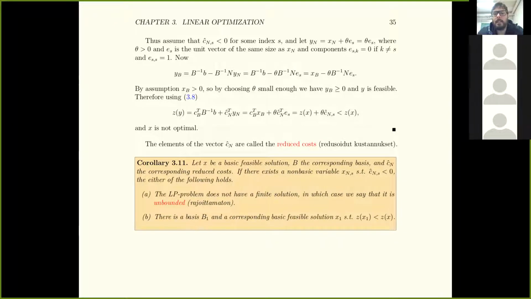And this means that if there's a negative cost involved there, then the cost will go down. So x is not optimal if there's a negative cost in this reduced cost vector. If one of the components is negative, then we can make the cost smaller by at least a little bit. So it means that it's not optimal if the C hat n has a negative component in it.